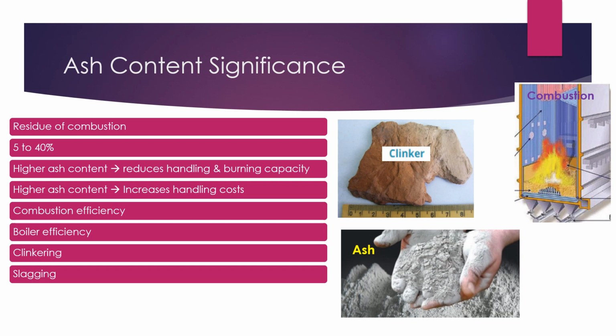Higher ash content reduces handling and burning capacity of coal. That means if for the same weight of coal ash content increases, then there will be less fixed carbon available in the coal, which is an indication of the heating value of coal. Handling cost of coal increases as ash content of coal increases. Combustion efficiency and boiler efficiency are also affected due to the increase of ash content in coal. Higher ash content leads to clinkering and slagging.